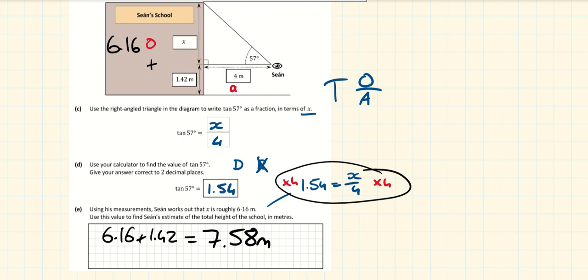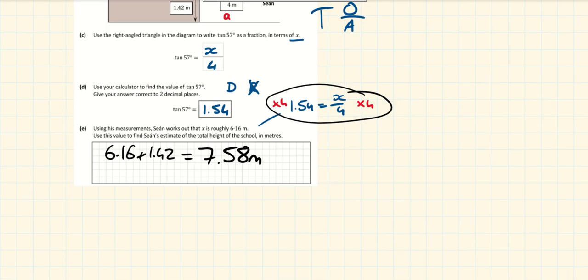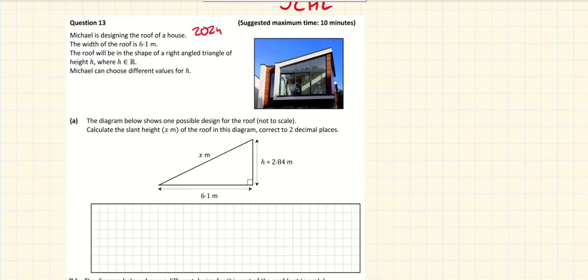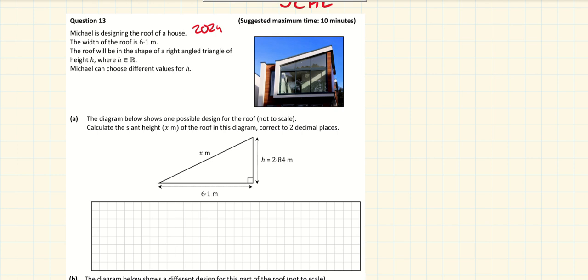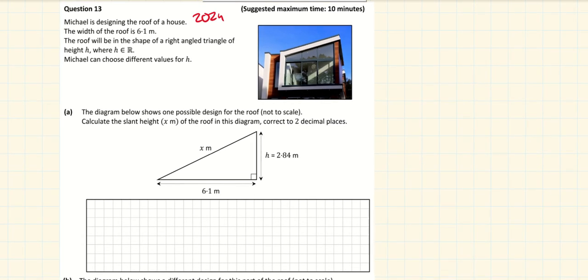At junior cert, it's usually just reading the diagram or writing down the numbers. Okay, so let's move on to another junior cert one. So Michael is designing the roof of a house. The width of the roof is 6.1 meters, and it'll be the shape of a right angle triangle of height h, where h is an element of the real numbers. So that just means it's a real number.